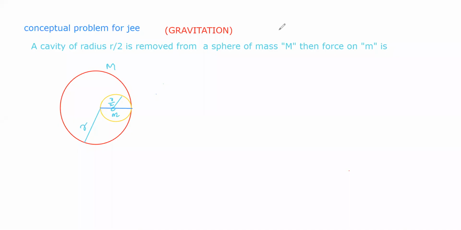Here a mass capital M is there. This mass capital M is a solid sphere. In this solid sphere, we have removed a cavity whose radius is r by 2. In this cavity, at the center, we have placed a small mass m. Now we have to find the force exerted by this sphere on this small m.